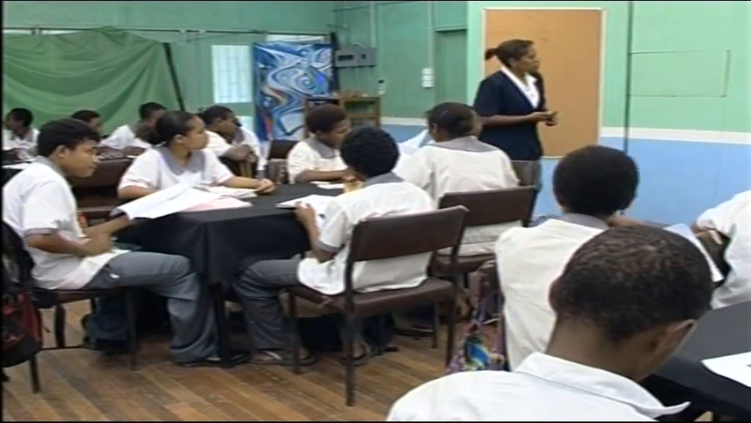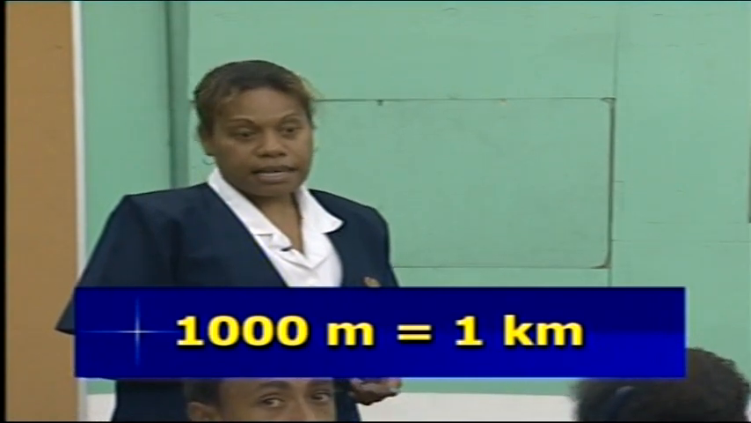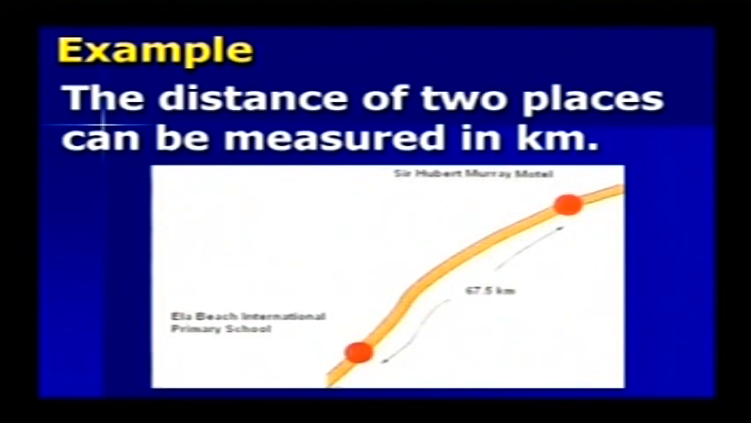Okay, 1,000 meters is equal to 1 kilometer. And then we looked at the other unit of length after meters, which is kilometers. So we saw some examples of what can be measured in kilometers. All right, road, when you're traveling, the distance can be measured in kilometers. Okay. All right. So those are just some examples of units of length.